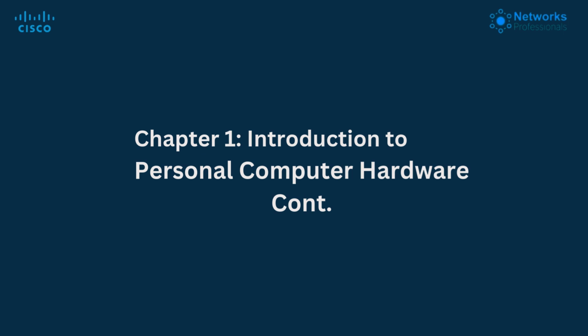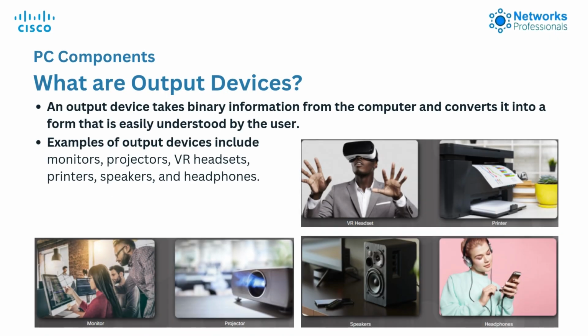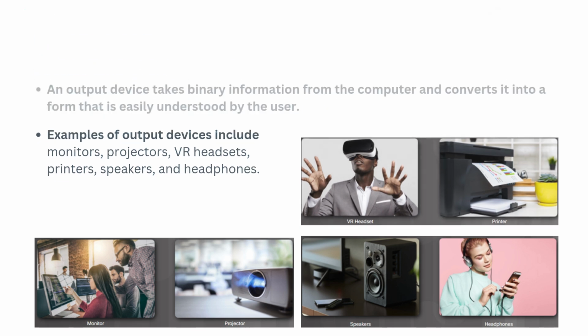Chapter 1. Introduction to Personal Computer Hardware. Continue. What are output devices? An output device takes binary information from the computer and converts it into a form that is easily understood by the user. Examples of output devices include monitors, projectors, VR headsets, printers, speakers, and headphones.